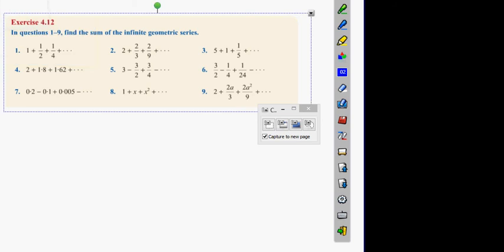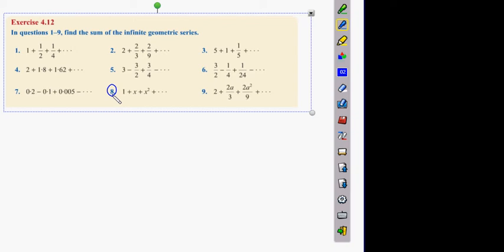Okay guys, so this is exercise 4.12, and what we're starting off with is question 8. Please make a note of what questions I did in class so I can fix that up at the end, okay? Now we have a geometric sequence.